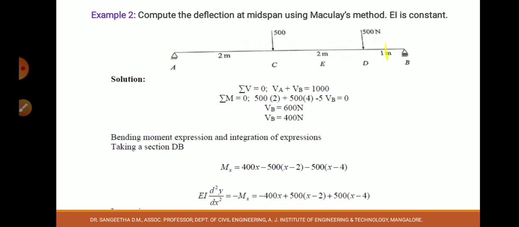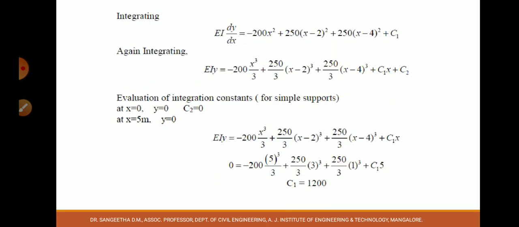So, I will take a section very close to support B. However, wherever you want, you can take it. There is no restriction. You can take towards support A or support B. I will take a section very close to support B, and its distance from support A, I am taking as x. From A, it is taken as x.